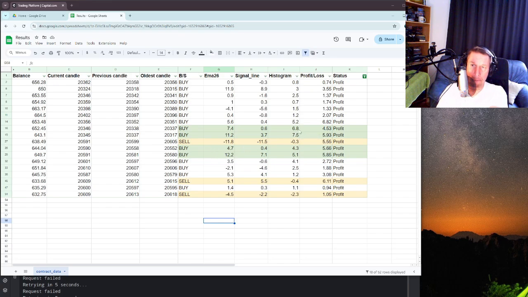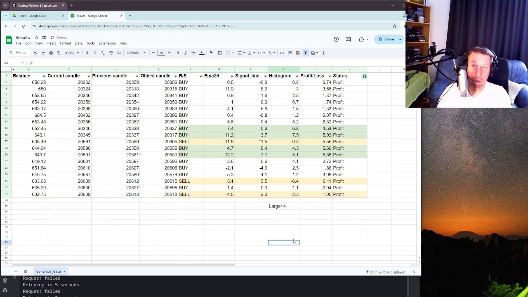And the profit is when the histogram was larger as, what would we say, 4? Yeah, if the histogram was larger as 4, then there was a profit. Histogram, yeah. Larger 4. Sorry, a buy. Buy larger 4 equals profit.